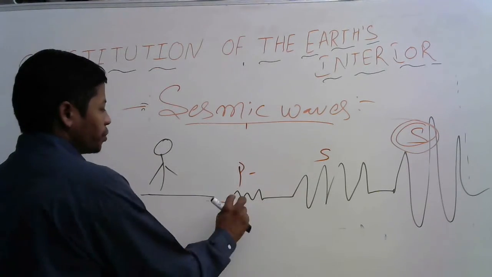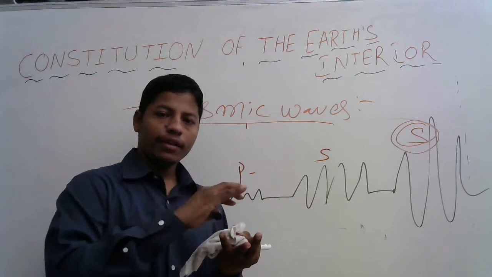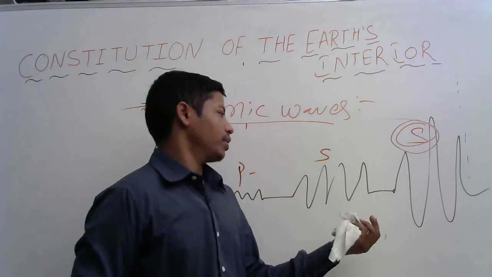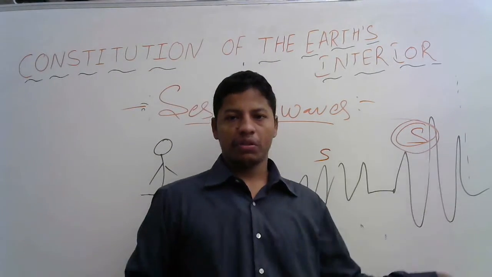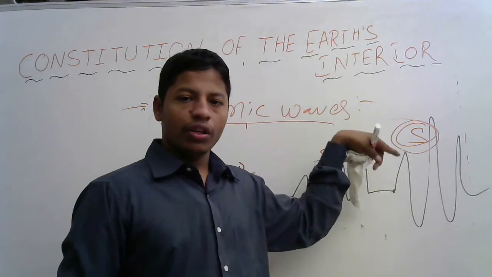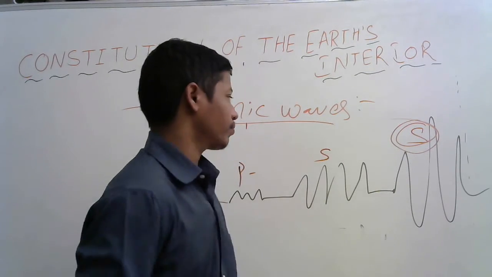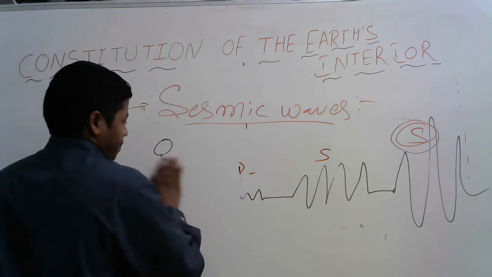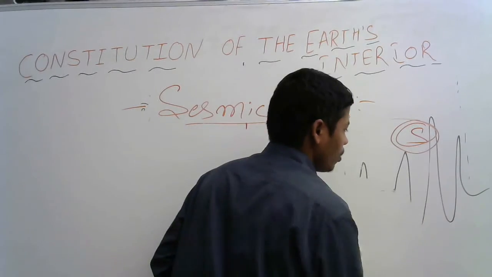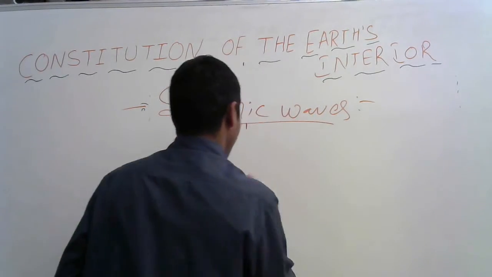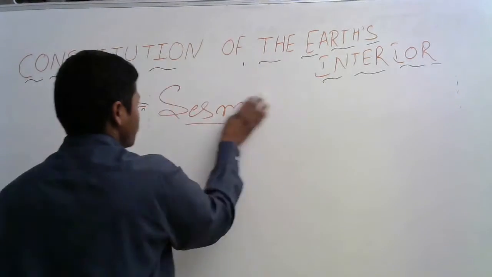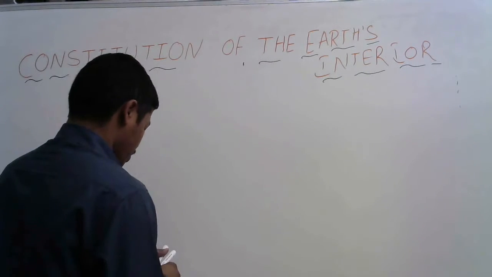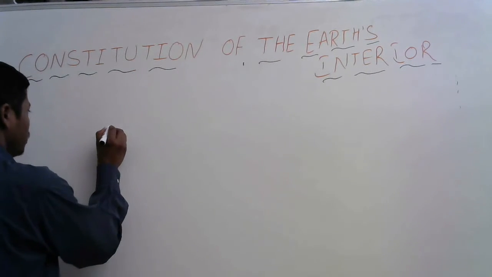P waves are longitudinal waves, parallel to the direction of travel. S waves are transverse, perpendicular, highly distortional waves, and they are the major cause of disaster. We use seismographs to predict the earth's structure from these characters. P waves and S waves are recorded differently on seismographs.